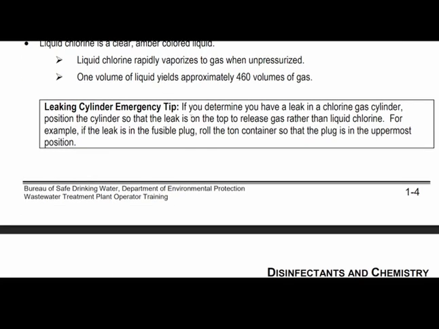Leaking cylinder emergency tip: if you determine you have a leak in your chlorine gas cylinder, position the cylinder so that the leak is on top to release the gas rather than the liquid chlorine. For example, if the leak is in the fusible plug, roll the ton canister so the plug is in the uppermost position.